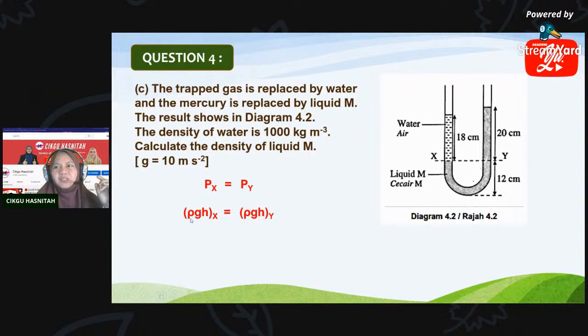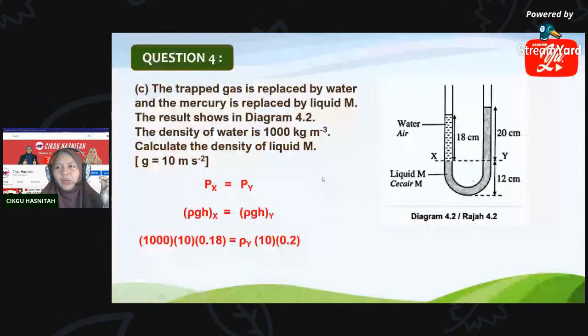Okay. So pressure X is rho GH for X, and pressure Y is rho GH for Y. Then we do the substitution. X is water. Y is liquid M. So water, the density is 1000, where G is 10. Actually, G you can cancel off. It's the same. Pressure is the same. And H is the height of the water level above point X. It is 18 centimeter. Remember, H must be in meter. So you have to convert 18 centimeter to meter, which will be 0.18.